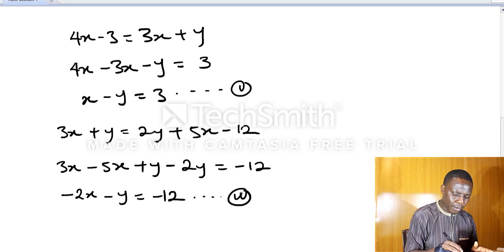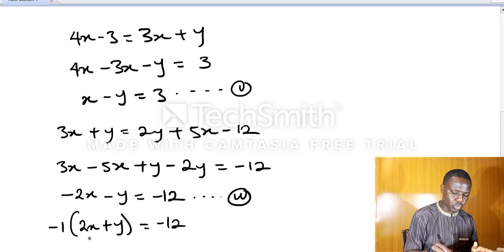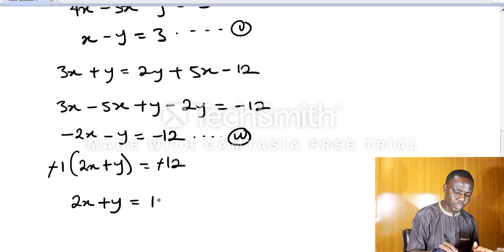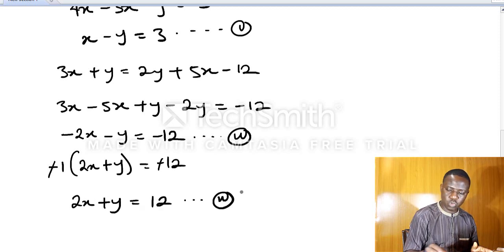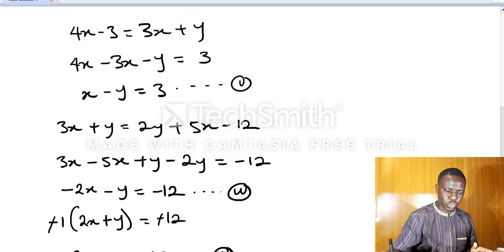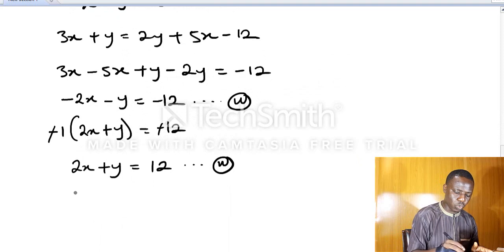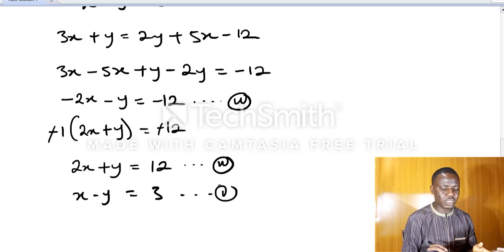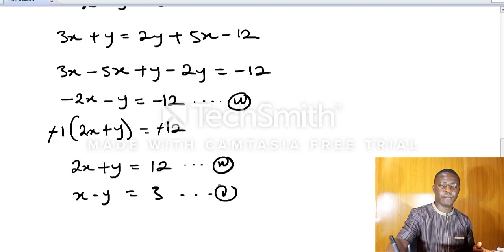But I can also do something by factorizing out minus 1. This becomes minus 1 into brackets 2x plus y is equal to minus 12. Dividing both sides by minus 1, this becomes positive. So my equation 2 now becomes 2x plus y is equal to 12. This is my new equation 2, while equation 1 is x minus y is equal to 3. You can then solve this simultaneously using either the elimination method or the substitution method.